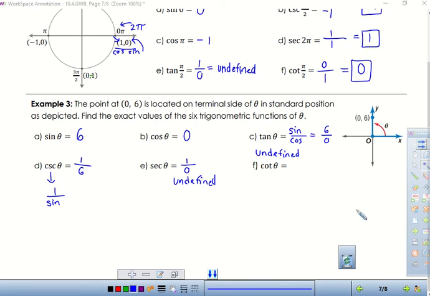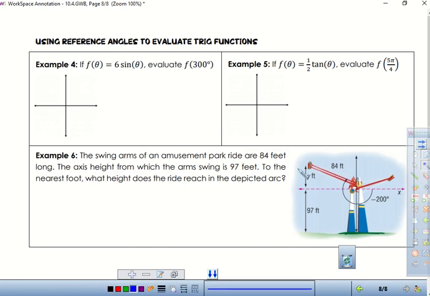So then cotangent is cosine over sine, which is 0 over 6, which is just 0. Alright, how does everybody feel about that? Okay, we got one more page to do.